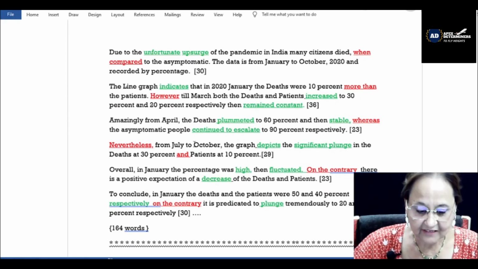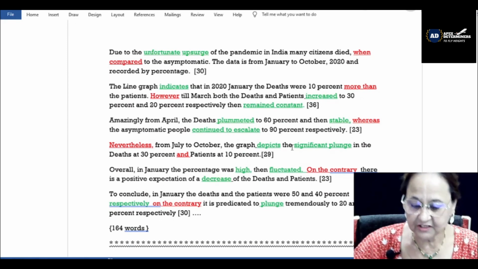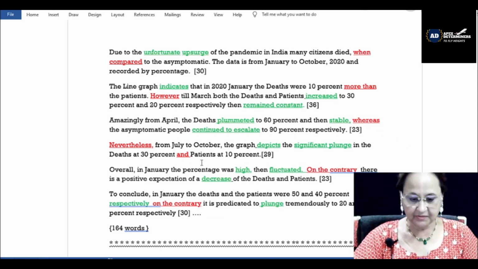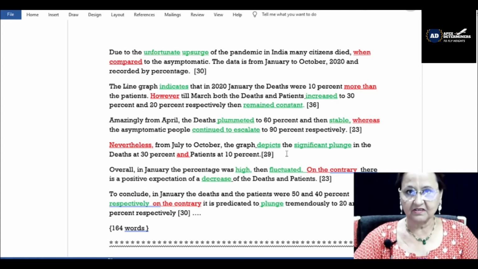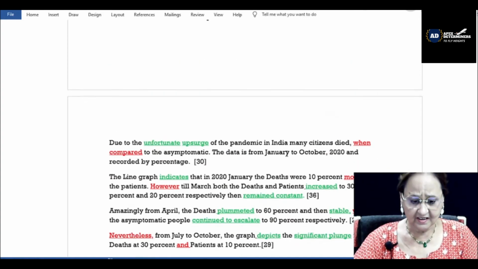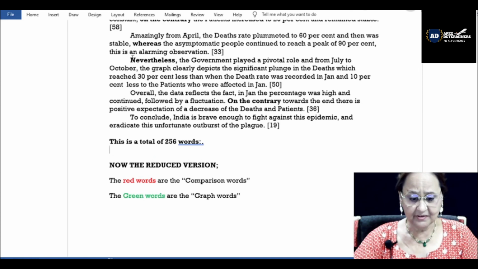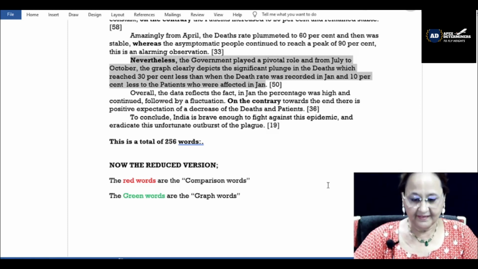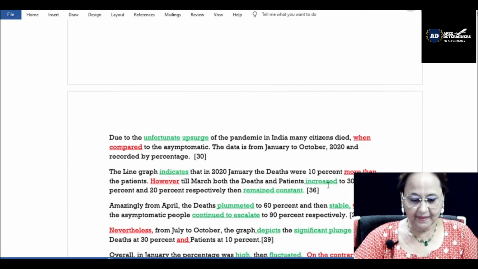Nevertheless, from July to October, the graph depicts the significant plunge in the deaths at 30% and patients at 10%. This is just 29 words. And what is the elaborated version? This is it, and this is 50 words. And now we go to overall.